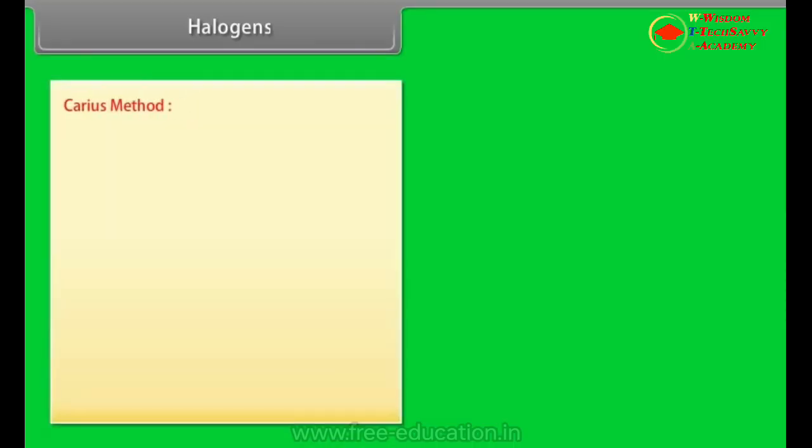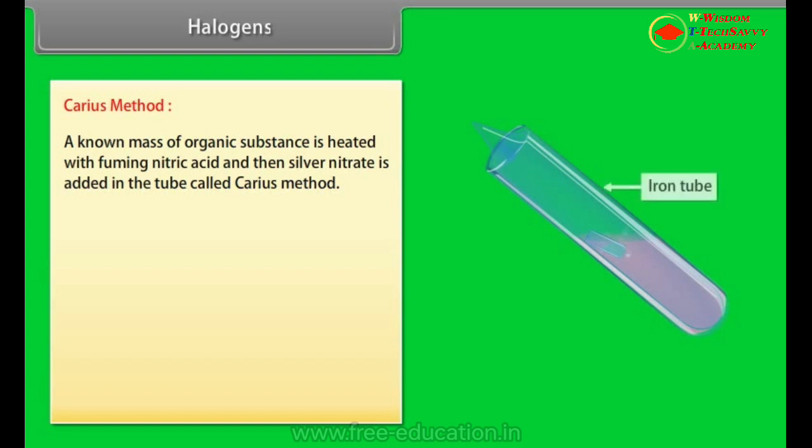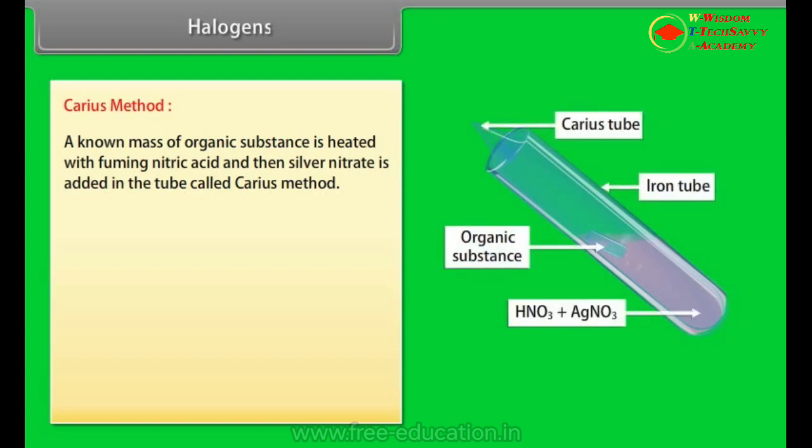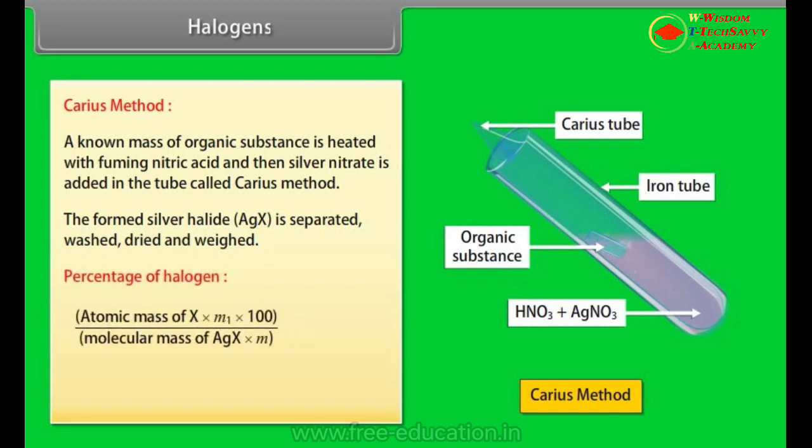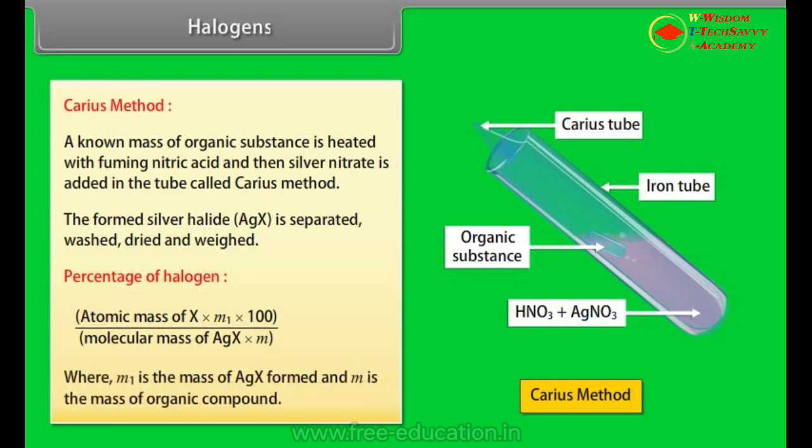Halogens. Carius method. A known mass of organic substance is heated with fuming nitric acid and then silver nitrate is added in the tube, called the Carius method. The formed silver halide is separated, washed, dried and weighed. Percentage of halogen is atomic mass of X into M1 into 100 divided by molecular mass of AgX into M, where M1 is the mass of AgX formed and M is the mass of organic compound.